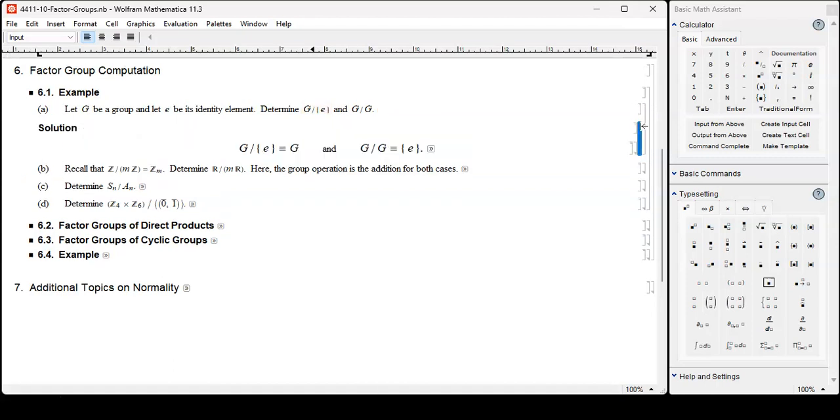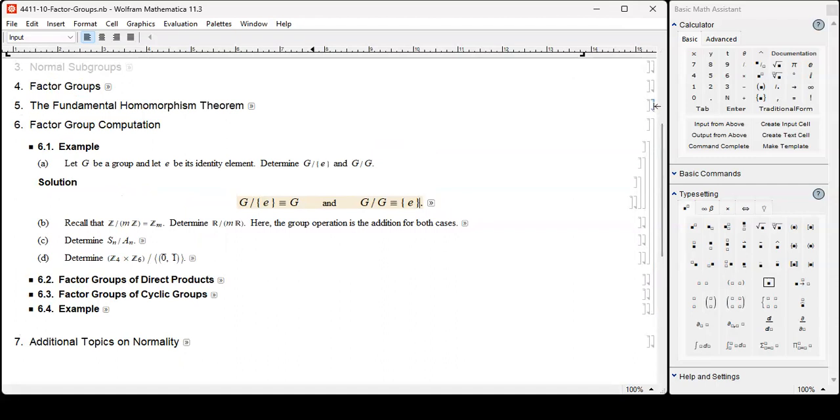So that's what I claim. G over E is G, kind of like G over 1. And then G over G is E, kind of like G over G is 1, if you consider the number of elements especially. Now, how do you prove it?